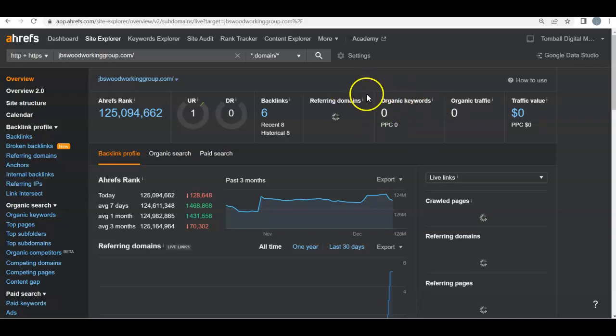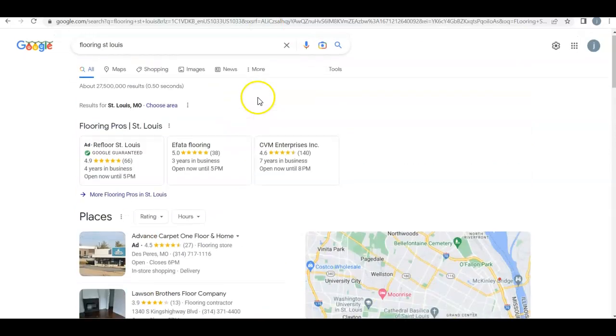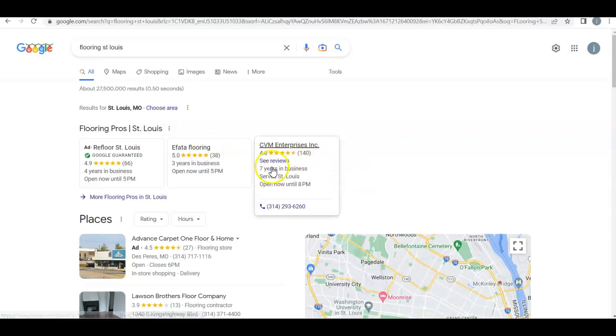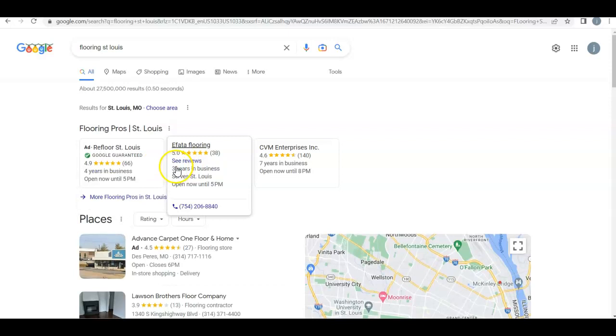So let's check what one of those buyer intent words would be. So we're just picking the closest, flooring St. Louis. So first up, you're going to have your Google guaranteed. These are the people that went through a Google guaranteed process that you can get on, and it just helps. It gets you on the top here, as you can see.